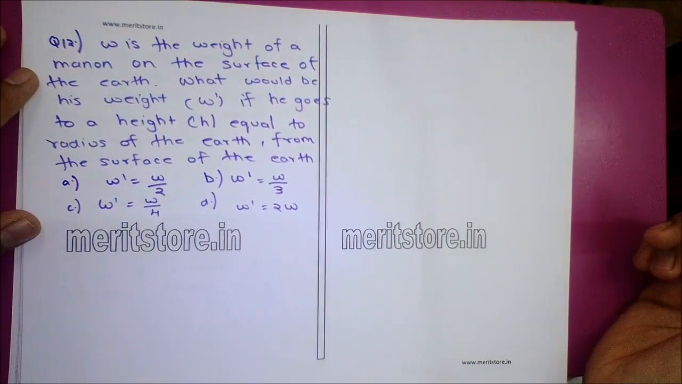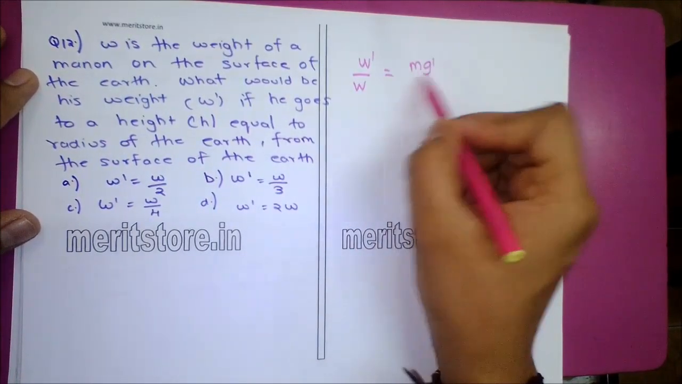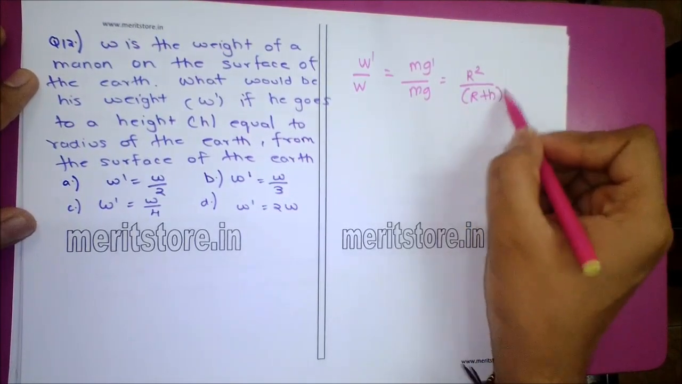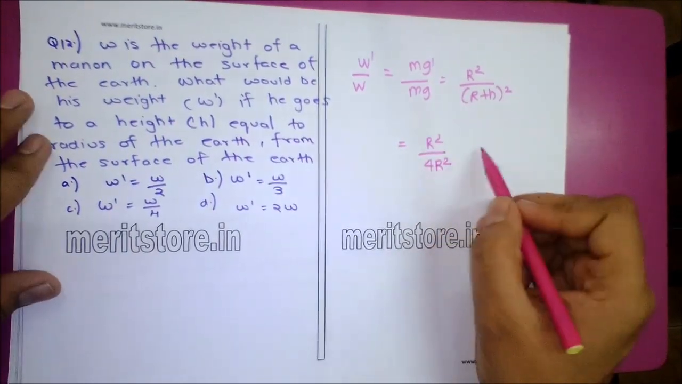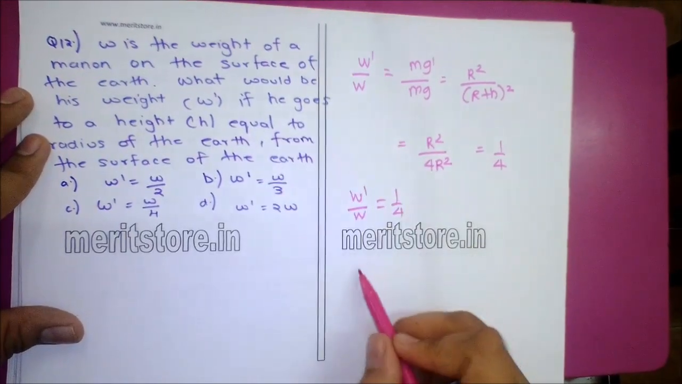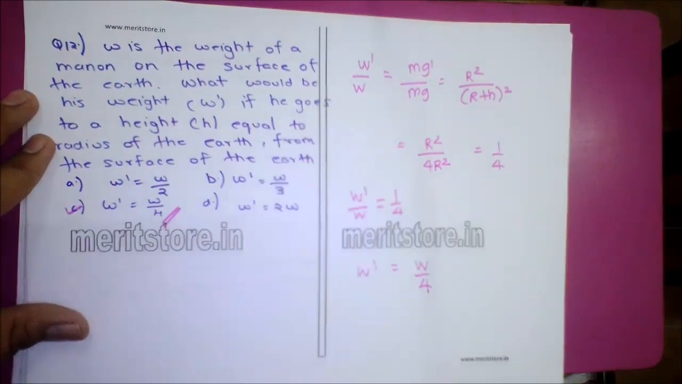Question 12. W is the weight of a man on the surface of the earth. What would be the weight W dash if he goes to a height h equal to the radius of the earth from the surface of the earth? So now we know W dash upon W is equal to mg dash upon mg, which is equal to R square upon (R plus h) the whole square, which is equal to R square upon 4R square, which is equal to 1 by 4. So W dash upon W is equal to 1 by 4. W dash is equal to W by 4. So option C, W by 4 is the correct answer.